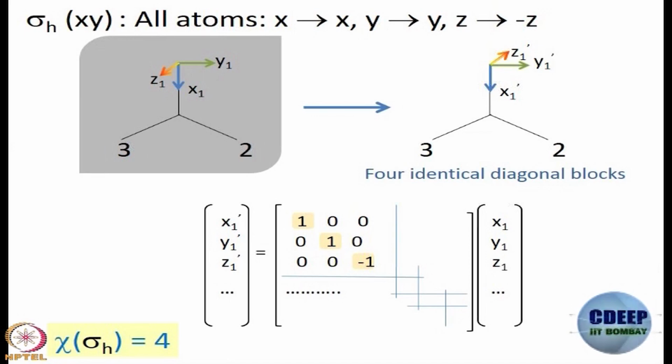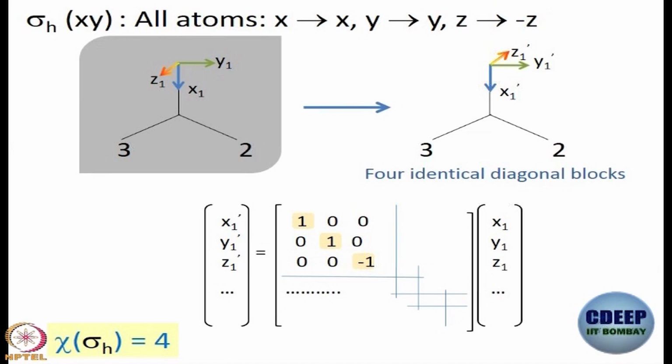X1, what does X1 become? What is sigma H? It is the xy plane. Z is your C3 axis. So, what happens to X? Same. What happens to Y? Same. What about Z? Minus 1.